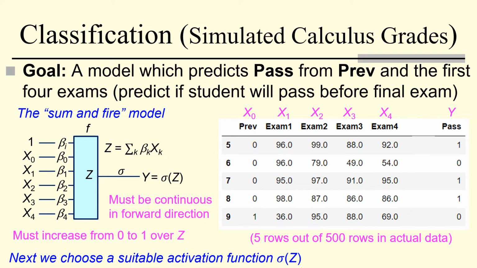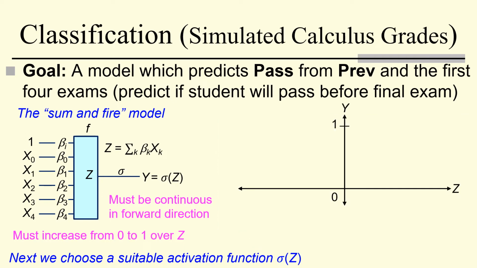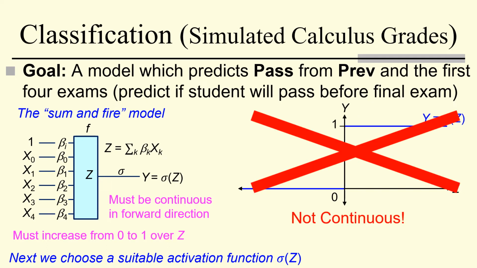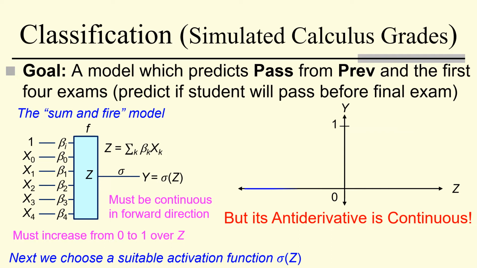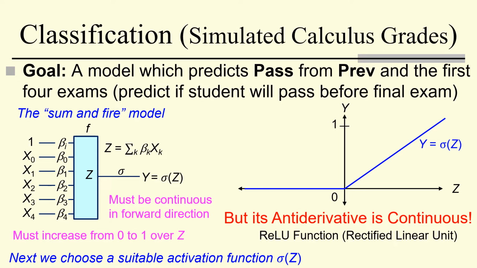And it must increase from 0 to 1 over z because it's modeling the variable pass. So here we have y as a function of z, and it has to go from 0 up to 1. But we can't use that model, it's not continuous. Its antiderivative, however, is continuous. And in fact, this is what's known as the ReLU function, the rectified linear unit. It's incredibly important, in part because we actually get a convex region above the ReLU, in what's called its epigraph, which means that the ReLU is a convex function.